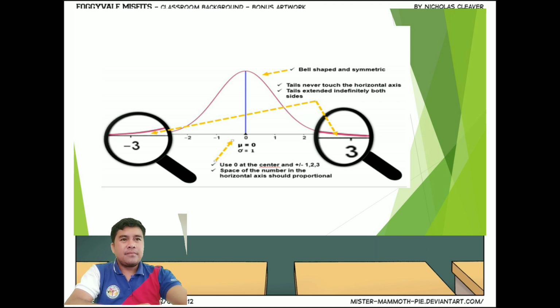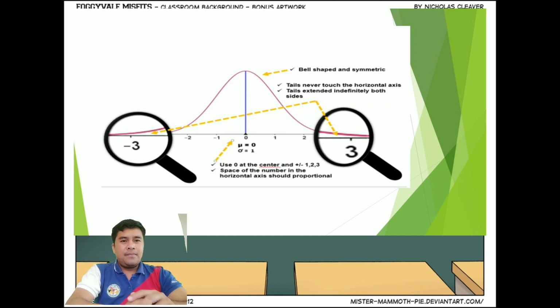When the normal probability distribution has a mean, mu, of 0, and the standard deviation is 1, this is called now the standard normal distribution. Again, when is the normal distribution called a standard? When the mean is 0 and our standard deviation is 1. How to construct a standard normal curve?